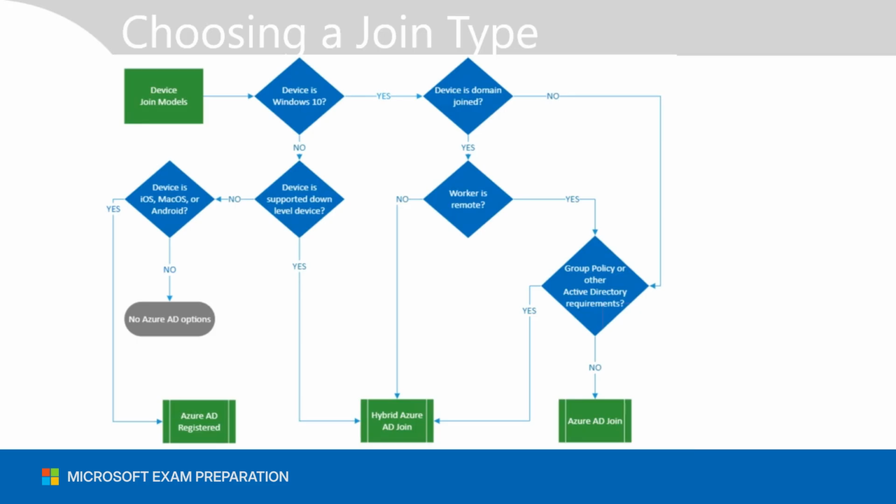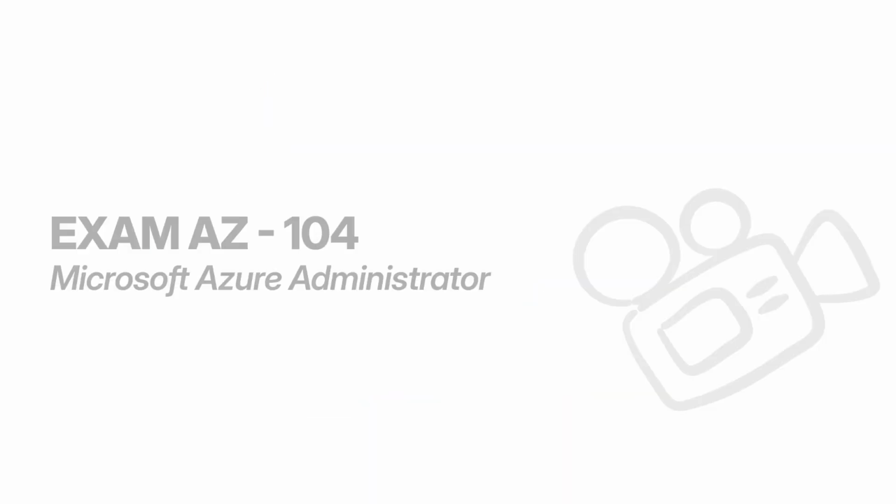To get to Azure AD join itself without the hybrid part, it is Windows 10, it's not domain joined, you don't have any group policy requirements, you could choose to use Azure AD join. So for test purposes, I would focus mostly on the kind of device it is in a way that might control which kind of join type you could use.